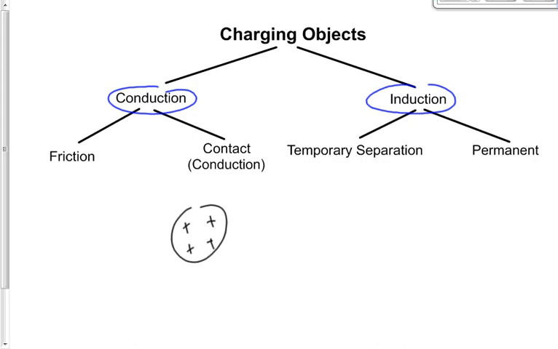All right, we got 4 million positives and 4 million negatives scattered around there so that it's a neutral object. We bring, let's say, a negatively charged object nearby. What's going to happen to the protons within that neutral object when we bring a negatively charged object nearby? Kirsten? They're going to stay where they are.